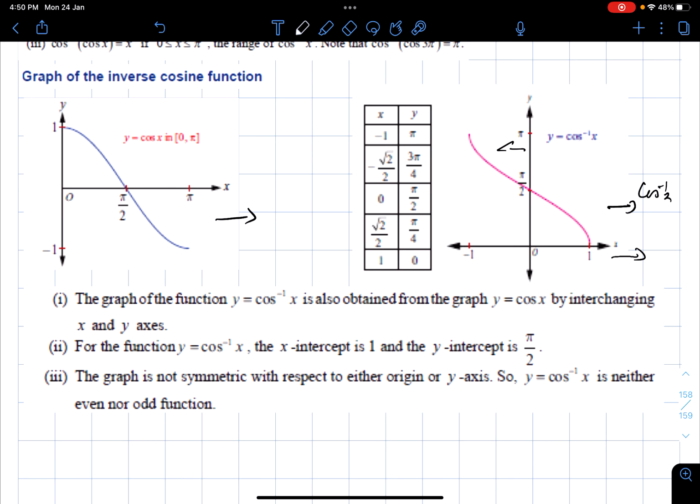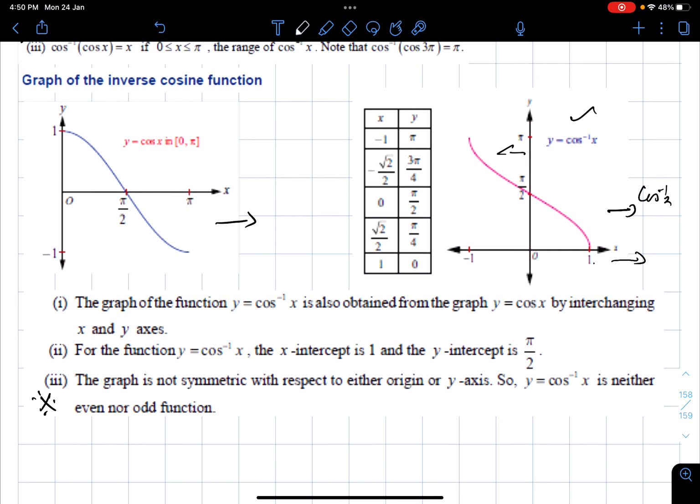So the graph also I have given. The graph of the function y equal to cos inverse x is also obtained from the graph of y equal to cos x by interchanging the axes. Yeah, that is the fact. And for y equal to cos inverse x, the x-intercept is 1 and the y-intercept is pi by 2. Okay. So here it is 1 and here it is pi by 2. And the graph is not symmetric with respect to either the origin or the y-axis. So this inverse graph is neither symmetric about the origin, nor the y-axis. So this is neither an even nor an odd function. This is a very, very important point you have to remember.